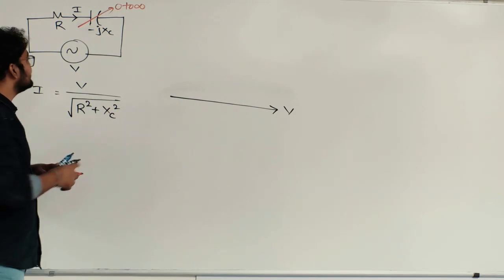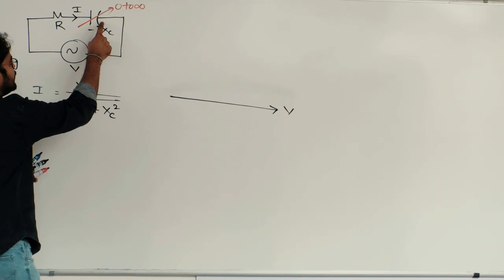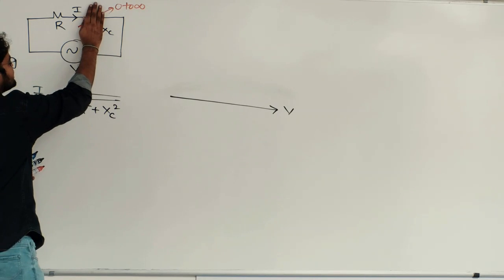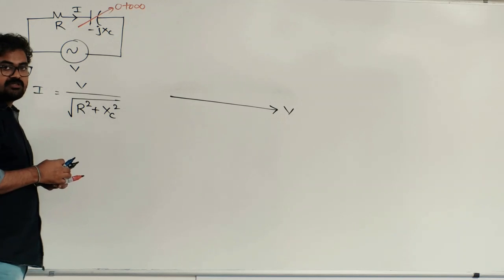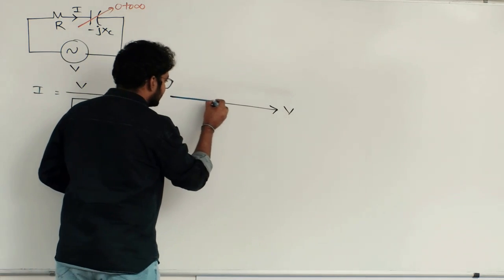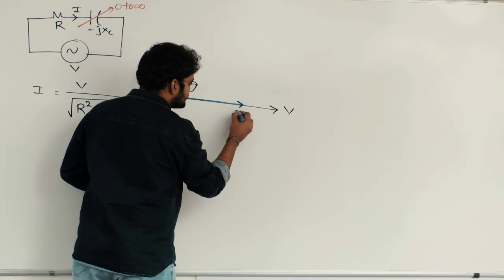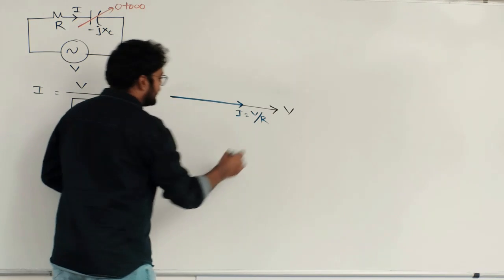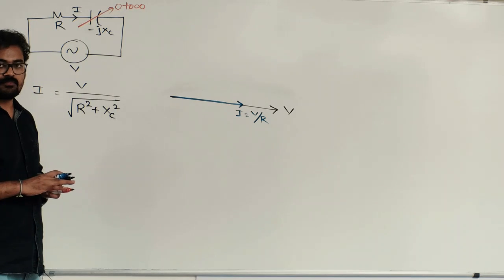Now let us start with zero reactance here. If this is zero reactance, then the circuit is purely resistive. Therefore, current will be in phase with voltage. And what is the current magnitude right now? This is equal to V by R because reactance is 0.